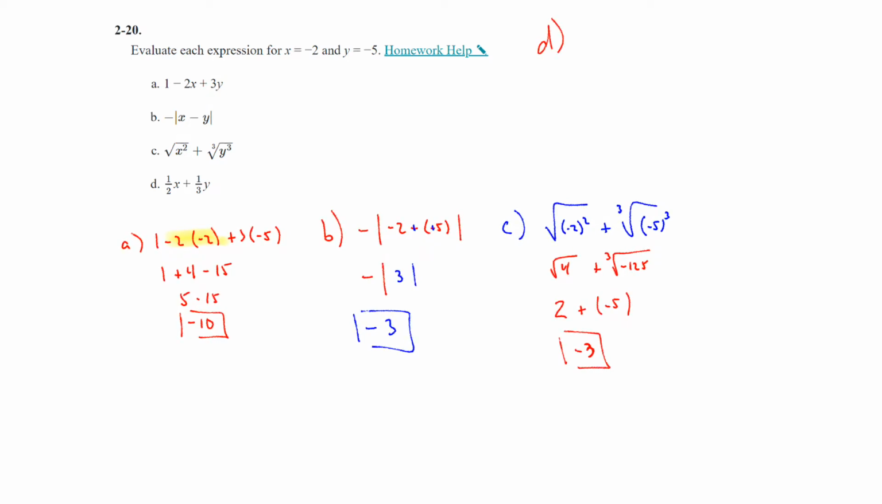And then on D, we have 1/2 times x, or times -2, plus 1/3 times y. So half of -2 is -1, a third of -5. Now -5 you could look at as -5 over 1. So that would be, if you multiply straight across, -5 thirds. So -1 plus -5 thirds, or -1 2/3, would be -2 2/3.